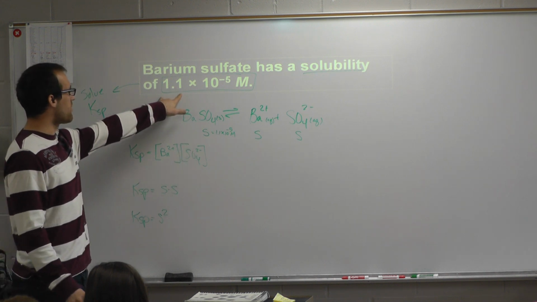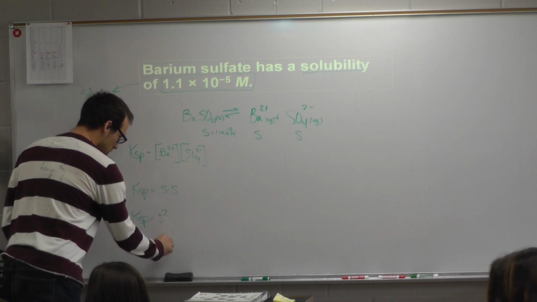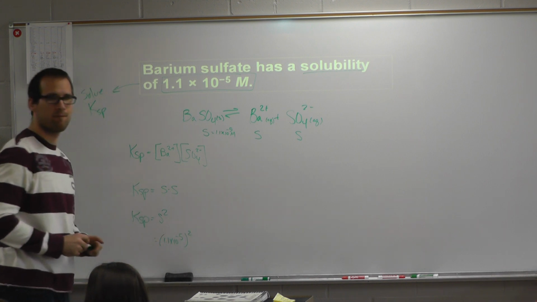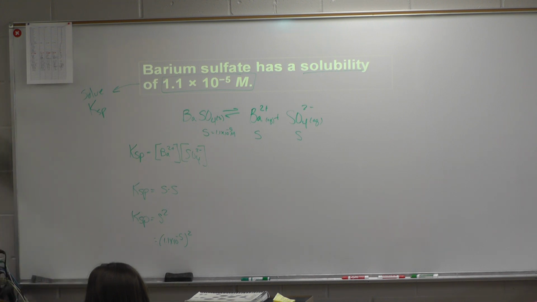So, can somebody take 1.1 times 10 to the negative 5th and square it? Where's my calculator?